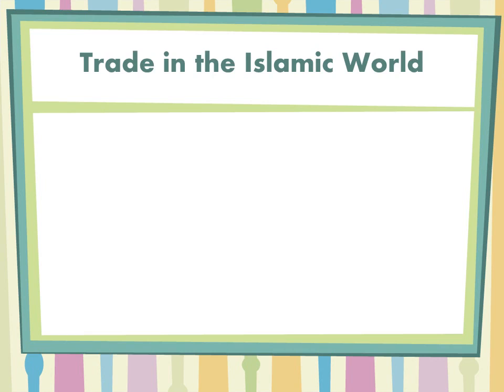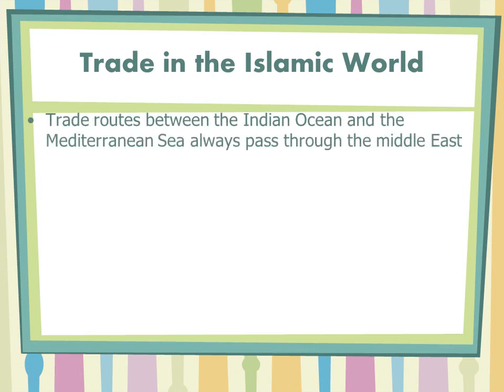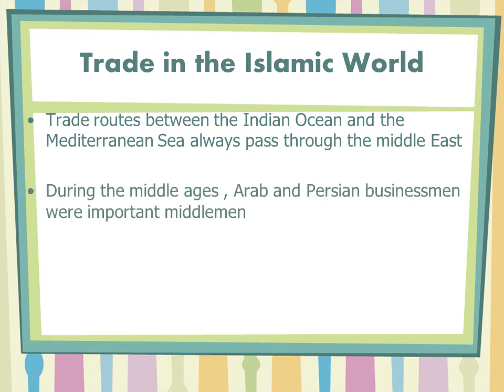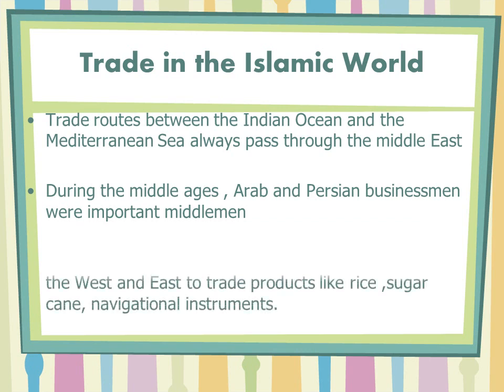Trade in the Islamic world. Trade routes between the Indian Ocean and Mediterranean Sea always passed through the Middle East. The geographical position of the Arabian Peninsula was very important for the economics of our region. During the Middle Ages, Arab and Persian businessmen were important middlemen. They helped different regions to communicate with each other, and they were the middlemen.